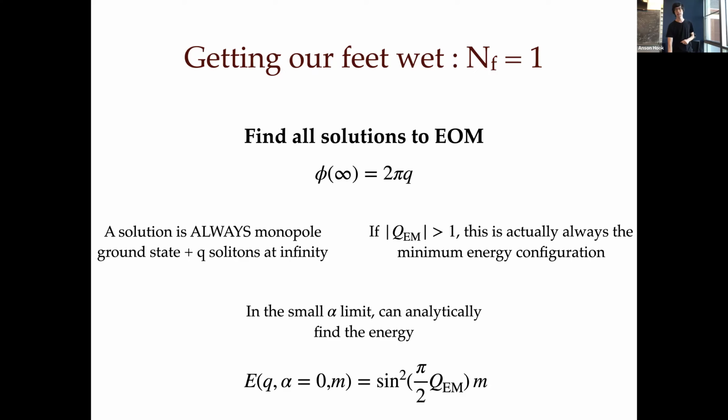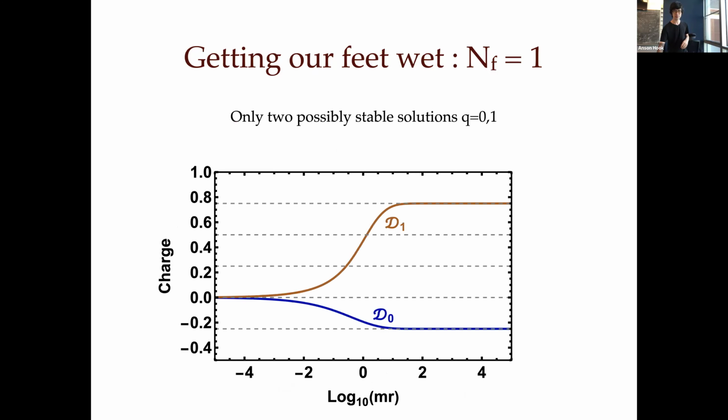Turns out that you can actually analytically show this: if the charge is greater than 1, this is always the minimum energy configuration. If the charge is less than 1, then you have to think a little more carefully. In a small alpha limit, you can analytically do a lot of things, but I don't really have time to go over that. So here's an example of a solution.